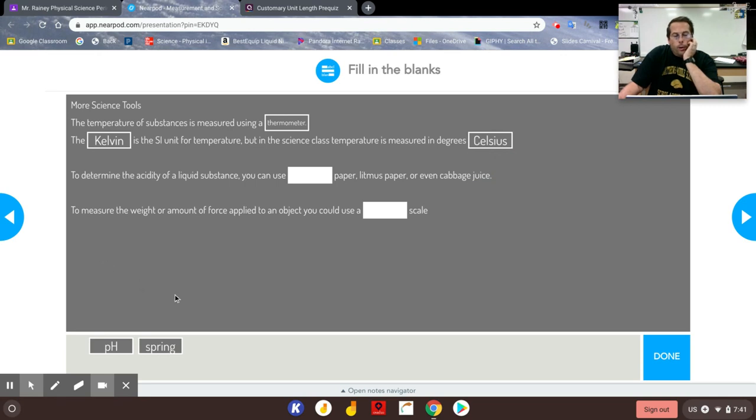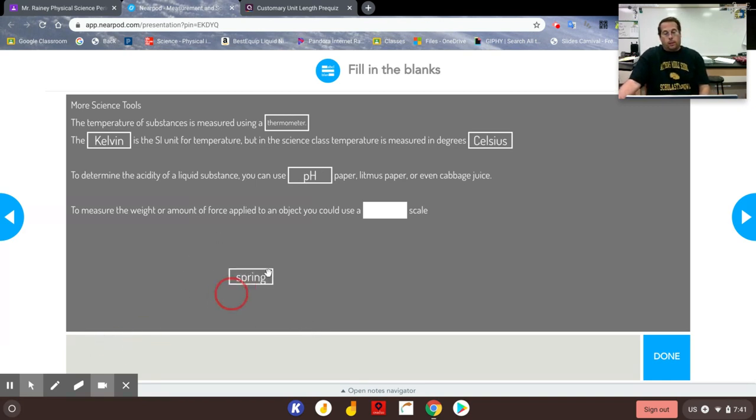If we want to determine whether something's an acid or a base, we would use a pH paper. If your parents have a pool or if you have an aquarium, you may have used this in the past, or a litmus paper works, or even cabbage juice. To measure the weight or amount of force applied to an object, we use a spring scale. We'll be doing that when we talk about gravity and friction.